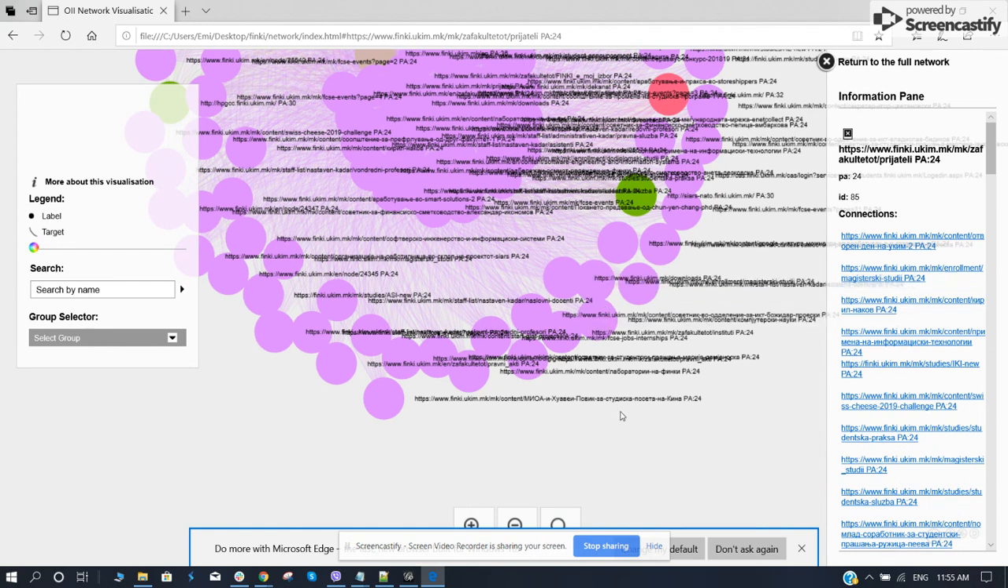I'm not claiming that this is the best graph visualization tool, so if you have any better suggestions, please let me know which ones they are and why you consider them to be better.